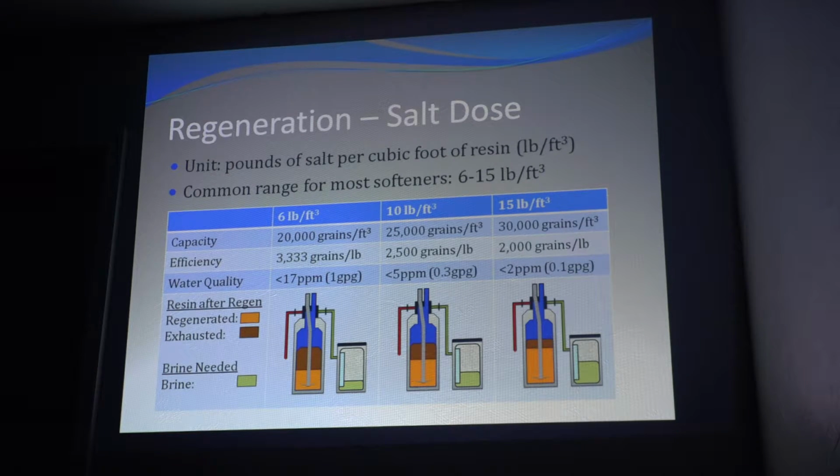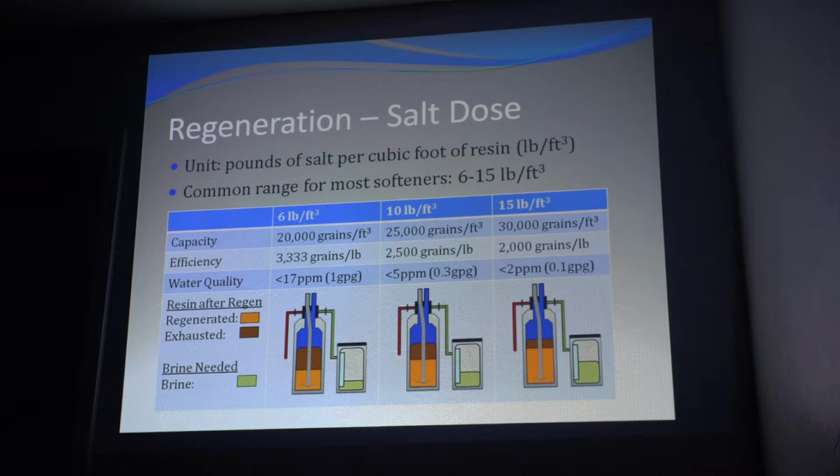So you can see when we regenerate with 6 pounds per cubic foot, you're going to expect just under 17 parts per million of hardness, just under 1 grain. When you regenerate with 10 pounds per cubic foot, you can expect just under 5 parts per million. And when you regenerate with 15 pounds per cubic foot, you can expect 2 parts per million. If you look at it from a capacity standpoint, you go, well, why don't we always do 6? It's much more efficient. Well, the bottom number is what really is affected, and that is your quality.